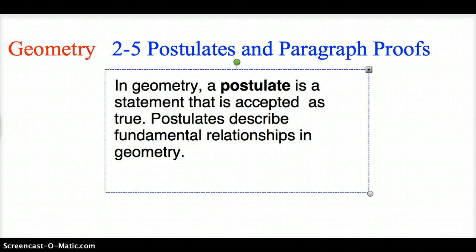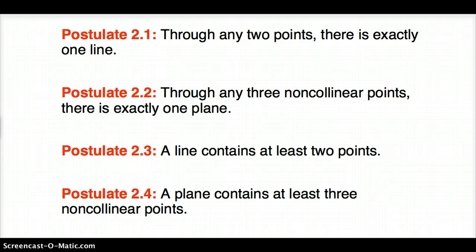Let's take a look at the postulates that you have in your paper. You don't need to know the postulate numbers. You just need to know what each postulate says. That through any 2 points, there's going to be exactly one line. If I give you 2 points, you can draw a line through those 2 points. We've already talked about that.